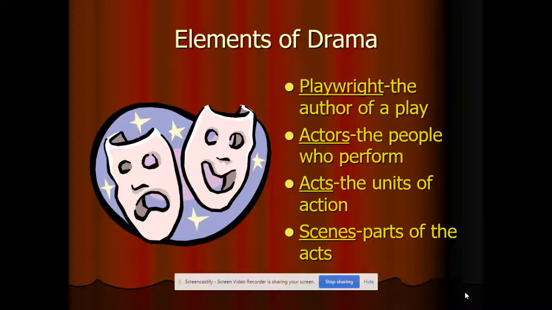And then when we talk about a play, it's broken into different units of action. There are acts and scenes. Generally, there are two acts in a play. They are the main units of action. They have an overarching story that goes together for an act. The acts are broken down into parts called scenes. There can be any number of scenes in a play. Generally, a scene changes whenever the setting changes.